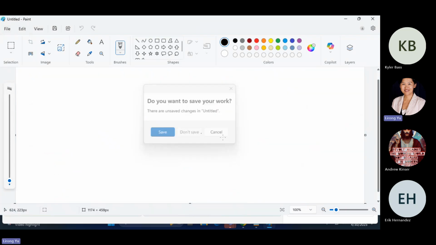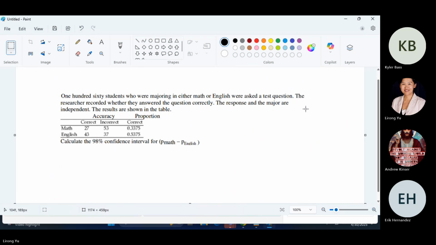It's a qualitative variable. We ask a question and then determine whether they answer the question correctly. So correct or incorrect, that is the accuracy. And obviously it's qualitative, right? Yes or no, right or wrong. And then the major is math or English. Whether math major or English major, that's also qualitative. So essentially what we have here is a contingency table.